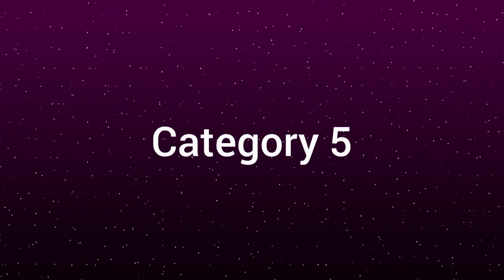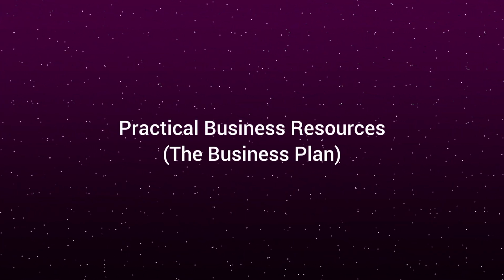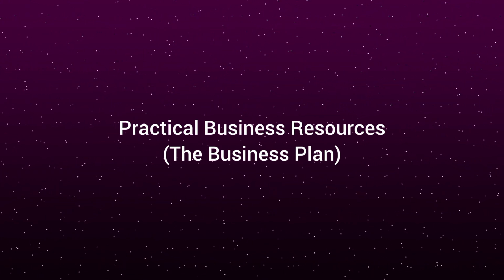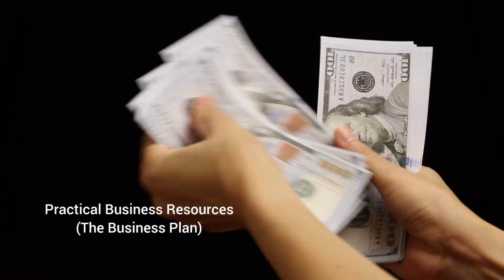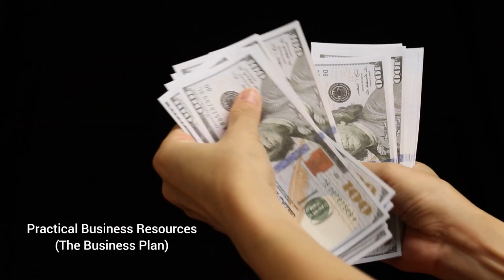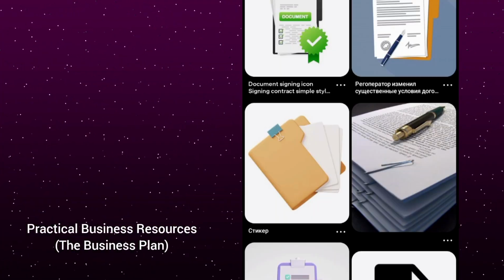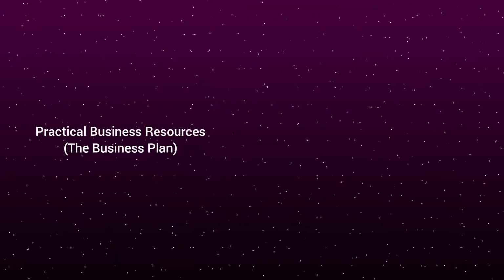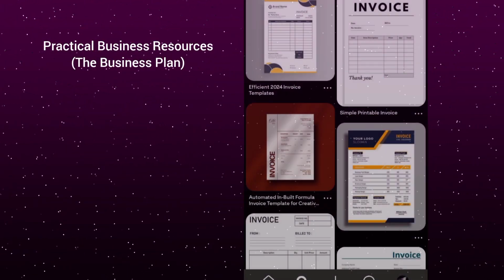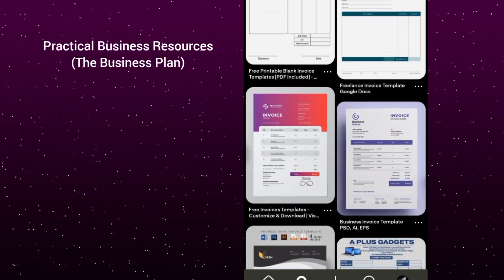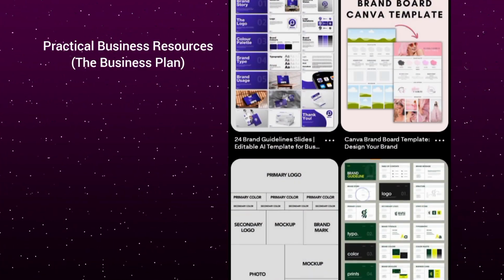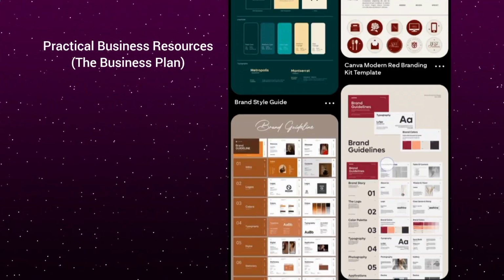At 5, we have practical business resources, the business plan of a designer. If you want to make money from design, these are non-negotiable. They are the documents that protect you and help you get paid. In this category, we have legal and financial. This is client contracts, pricing guides, and invoice templates. We have workflow, brand kits, templates, and project management checklists.